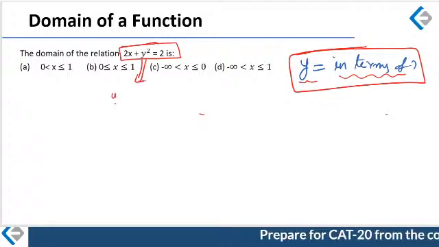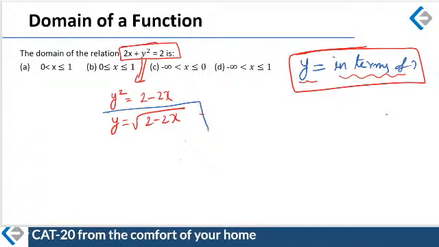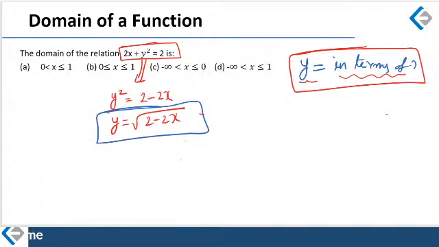So how do I write this? You'll say that y square is equal to 2 minus 2x. Therefore y is equal to under root of 2 minus 2x. Now, is this in the original form? Yes. Now this is the better form. This is the form that I wanted.